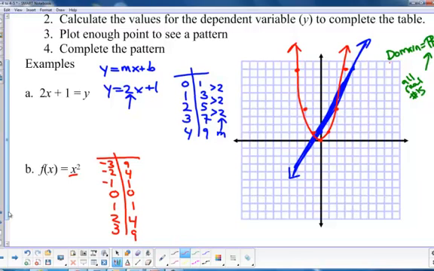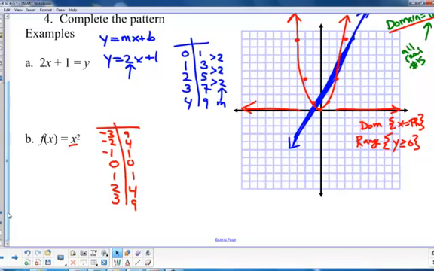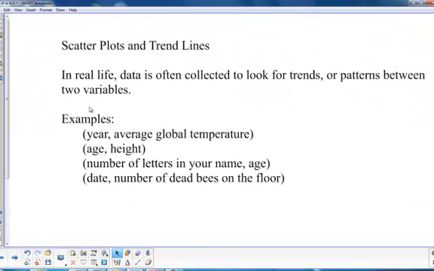Again, the domain is all real numbers. I can plug anything in for x and I will get a y answer. The range for this is not all real numbers. I'm only going to get y values that are greater than or equal to 0. But the domain, x is all real numbers. I can plug anything in and get an answer. And it is a function because it does pass the vertical line test.